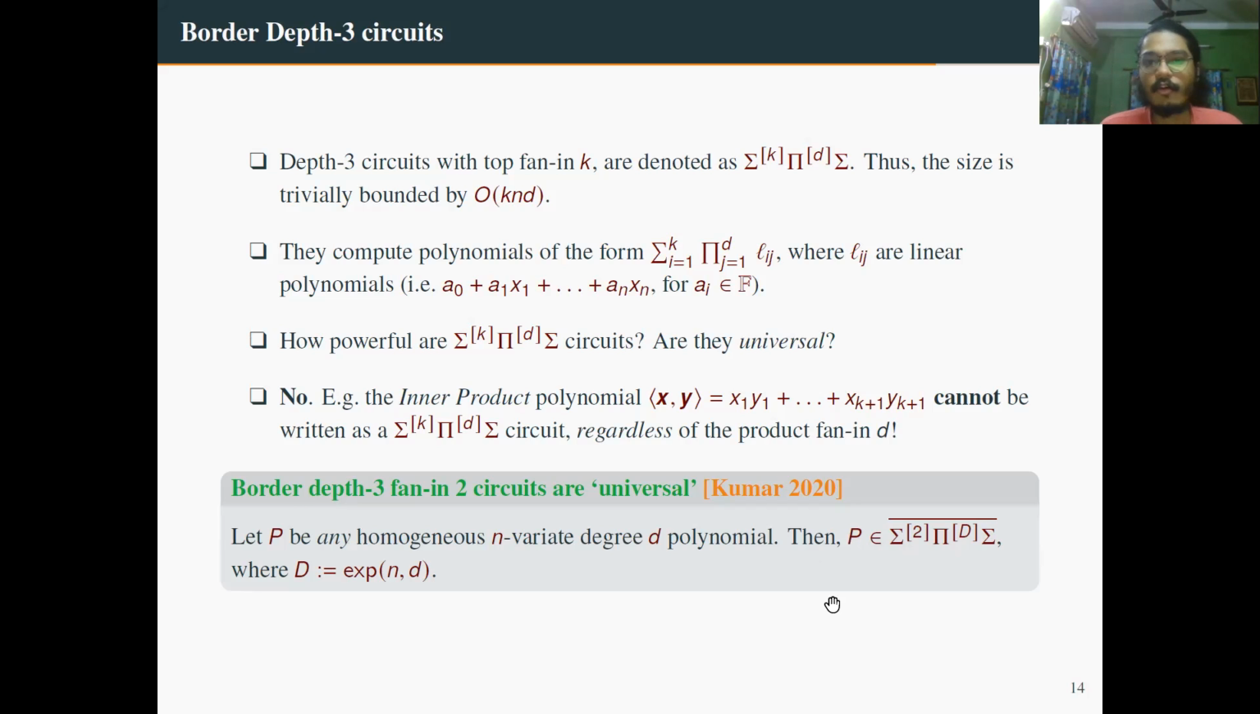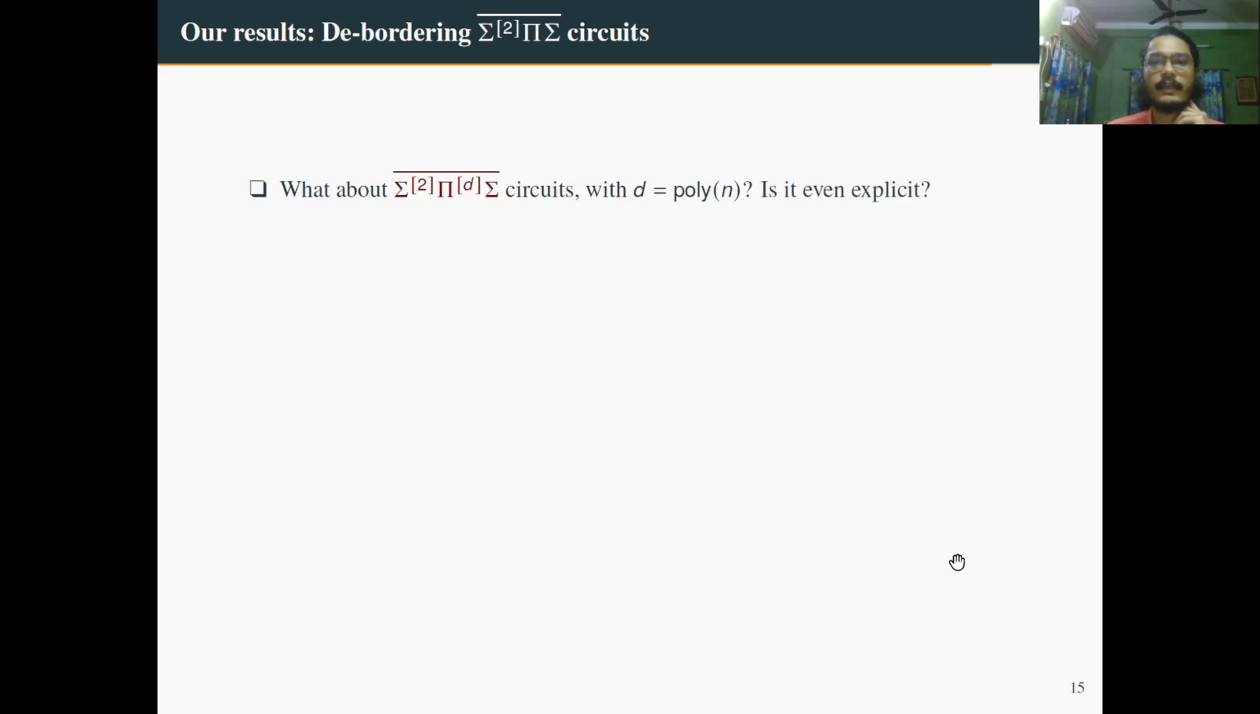Okay. So the obvious question comes, what happens if we restrict this d, right? Because exponential d implies the circuit size is also exponential. We want to understand what happens if we restrict the d. So what happens with d equal to poly n? Is it even explicit? It's not clear whether it is explicit or not. If it is explicit, then is it even inside VNP? That's not even clear by the definition, because it can be anything, right?